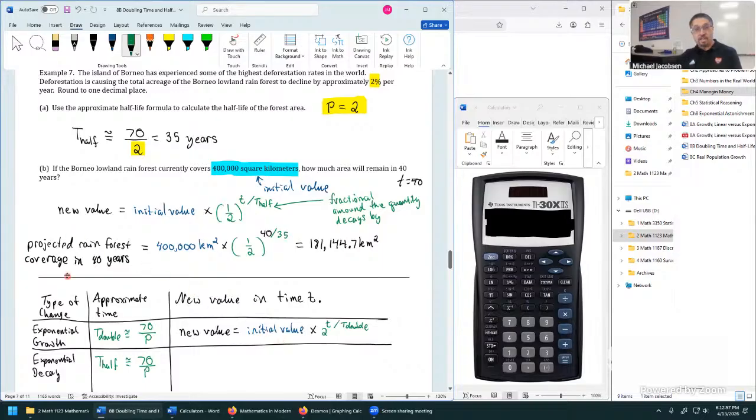And if it's exponential decay, the formula changes a little bit. It becomes new value equals initial value times. Here's where I recall making a couple mistakes on the lecture notes on Thursday. Must have been tired. If it's exponential decay, it's not 2. It's going to be 1/2 raised to the power of t divided by t half.